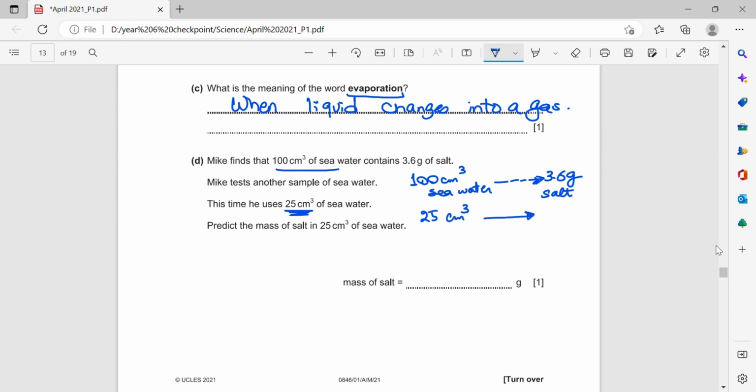Predict the mass of salt in 25. How much salt do I have here? What can we do? How to find this value? You know, cross multiplication. So we should do 25 times 3.6 divided by 100. The answer is 0.9 grams. Okay?